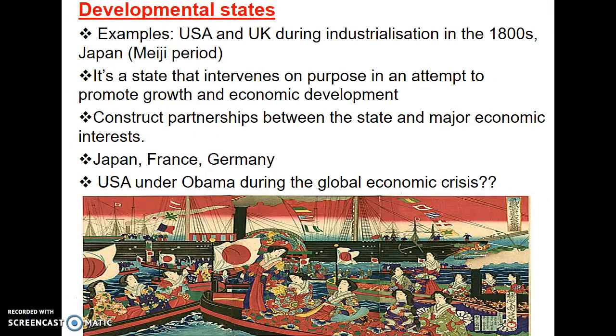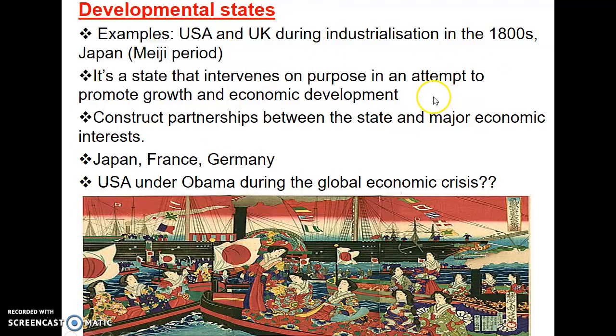The second type of state would be developmental states. Examples of these are the United States and the United Kingdom during the Industrial Revolution in the 1800s, or Japan during the Meiji period. Developmental states are states that intervene purposefully in an attempt to promote growth and economic development.